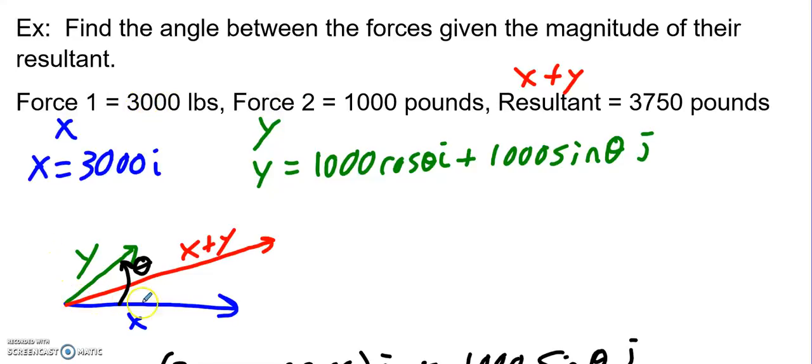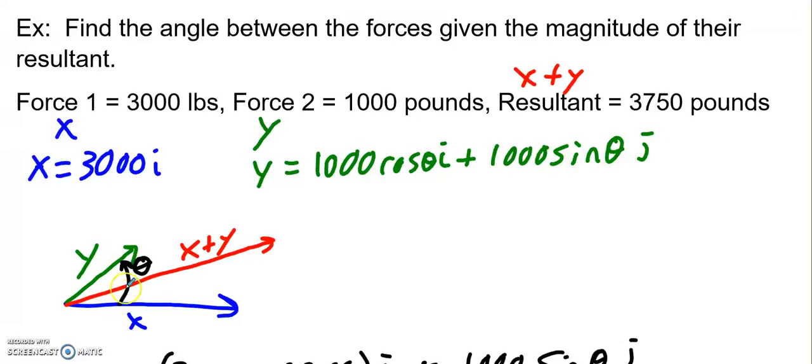So I'm choosing force 1 to be on the positive side of the x-axis. I'm just going to call it vector x. So force 1 in rectangular form is 3000i plus 0j, because I'm choosing it to be on the positive side of the x-axis. That's the part that makes the problem easier. I'm going to call force 2 vector y. So vector y is 1000 cosine theta i plus 1000 sine theta j in rectangular form. I don't know what theta is, that's what I'm trying to find in the problem.